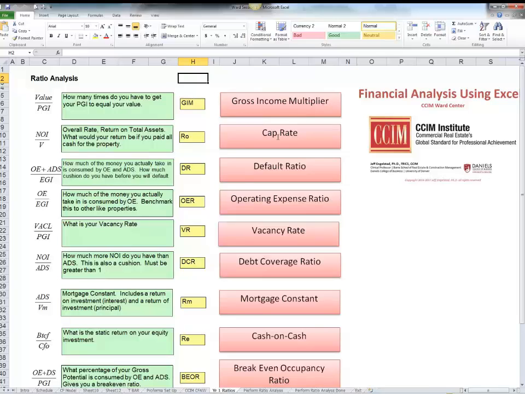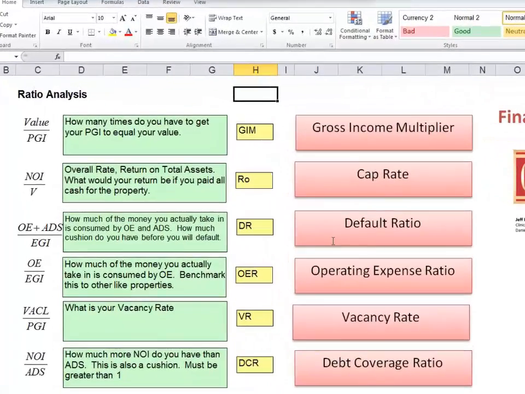All right, we'll go quickly through some of the rest of these and maybe skip around on a couple of them. A default ratio, lenders tend to use default ratio more than investors. And this is looking in the numerator, you've got your operating expenses and your debt service, and in the denominator you have your effective gross income. So think about this. Of your effective gross income, how much of it is already committed to operating expenses and debt service? Well, that's your default ratio. It tells you how close you are to default.